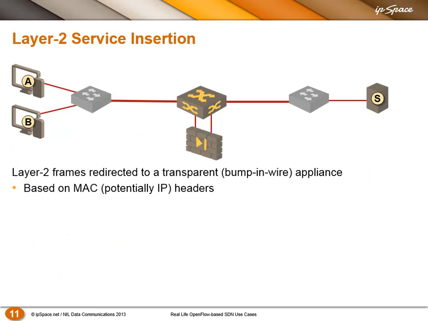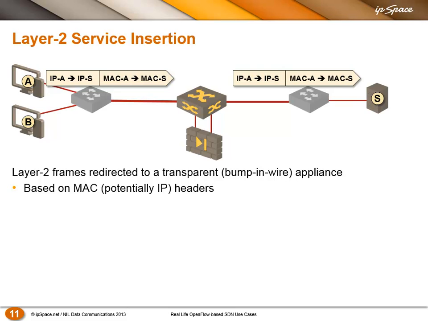There are two types of service insertion. You can do this on layer 2 or you can do this on layer 3. Let's walk through a layer 2 case here. These are all layer 2 switches, so A, B, and S are on the same LAN or VLAN, and they can reach each other through their MAC addresses. So when A sends a packet to S, it goes from IP address A to IP address S, but also from MAC address A to MAC address S. This being a layer 2 domain, it passes straight on to S.